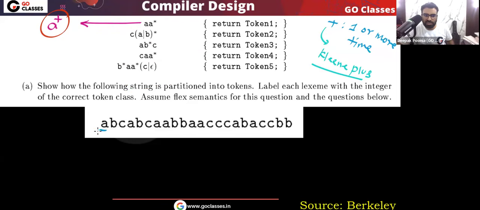Now you solve this question very quickly. When I read this character A, tell me which regular expressions are in the race. Find out which regular expressions are in the race when I read this character A. This regular expression is not in the race. Do you agree with me? The second and fourth regular expressions are out of the race because in them the first symbol is C. So you can see this is in the race, this is in the race, this is also in the race.